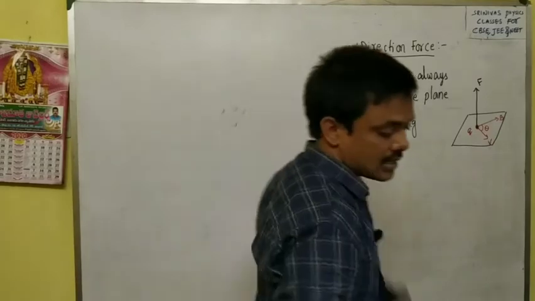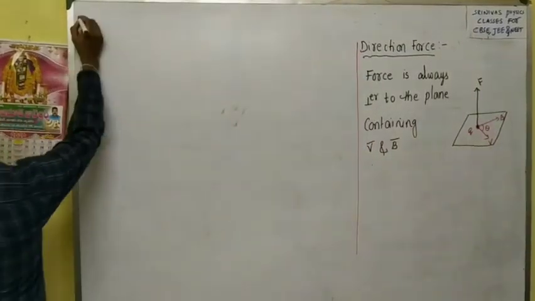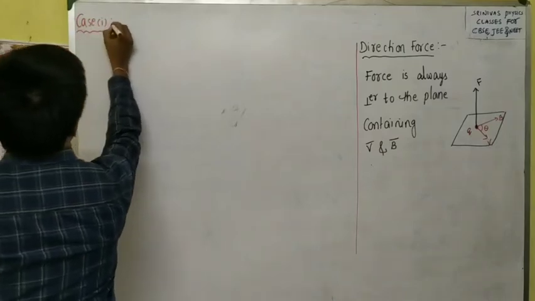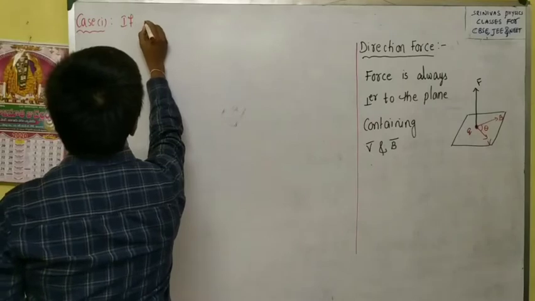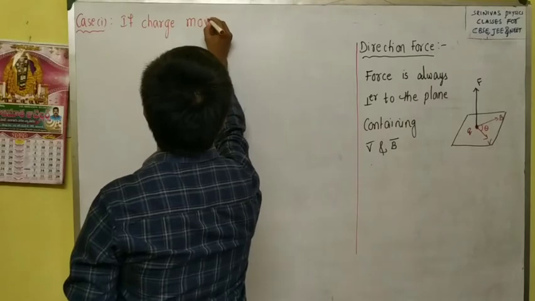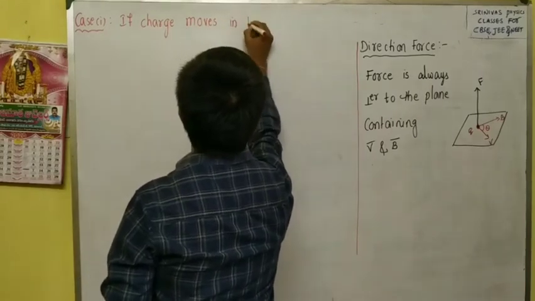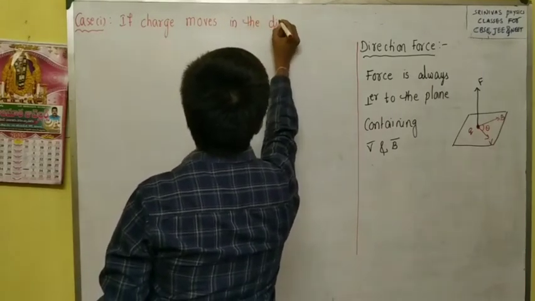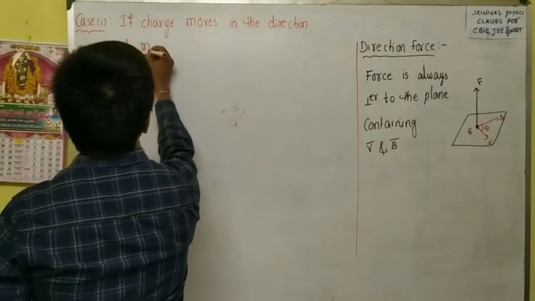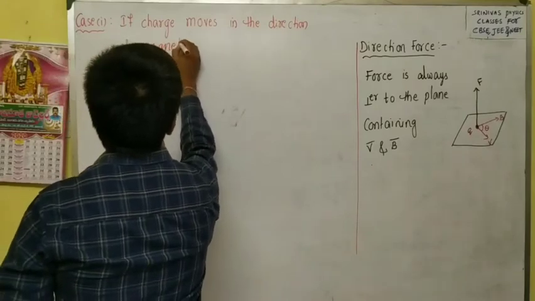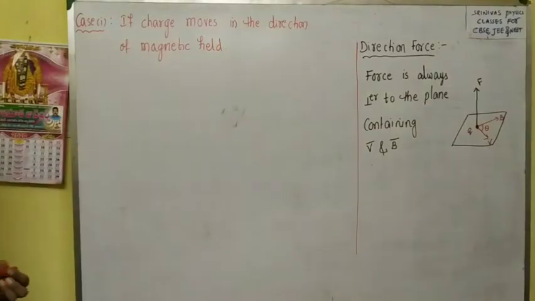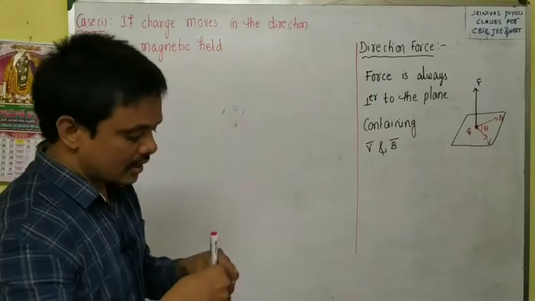Now let us discuss some cases on this. Let the first case, case 1. Case 1 is that if charge moves in the direction of magnetic field, then how to write? The charge is moving in the direction of the magnetic field. That means we can write like this.